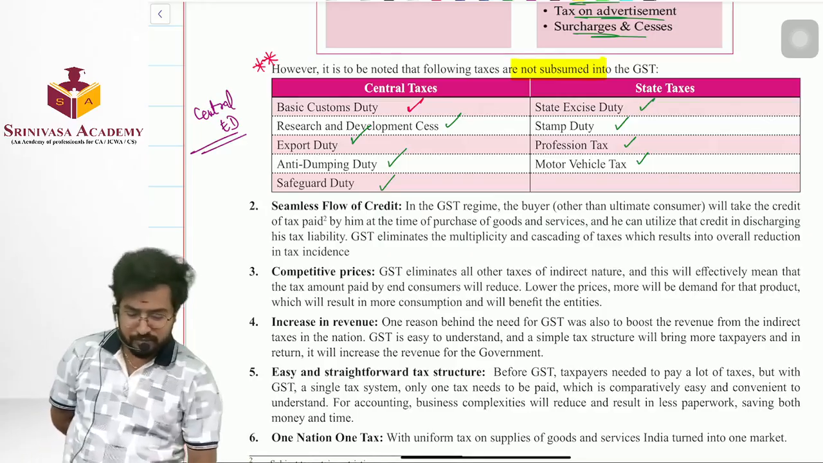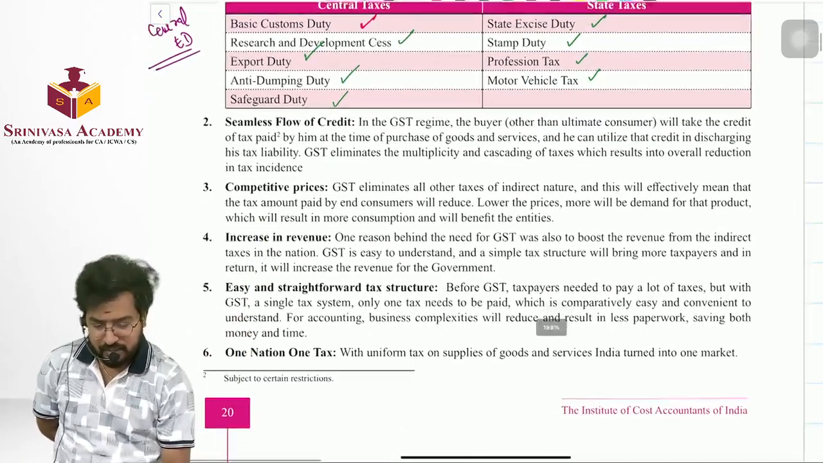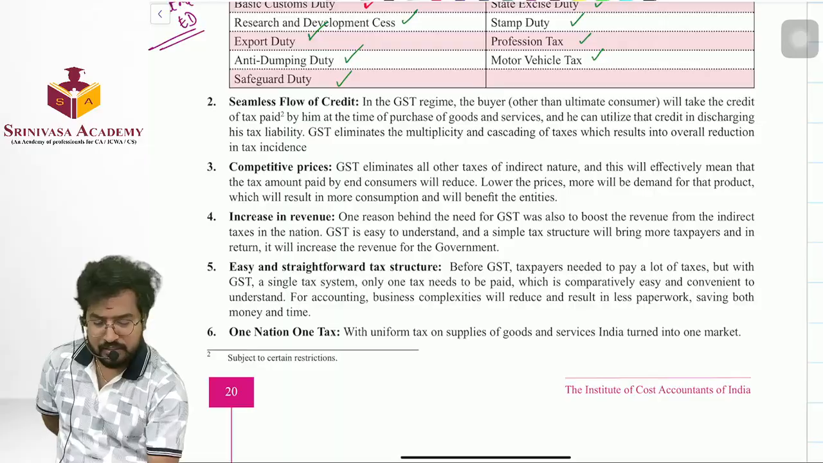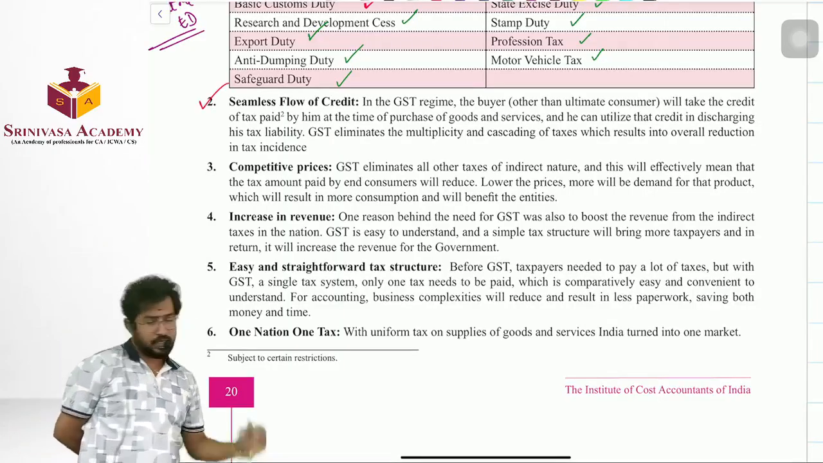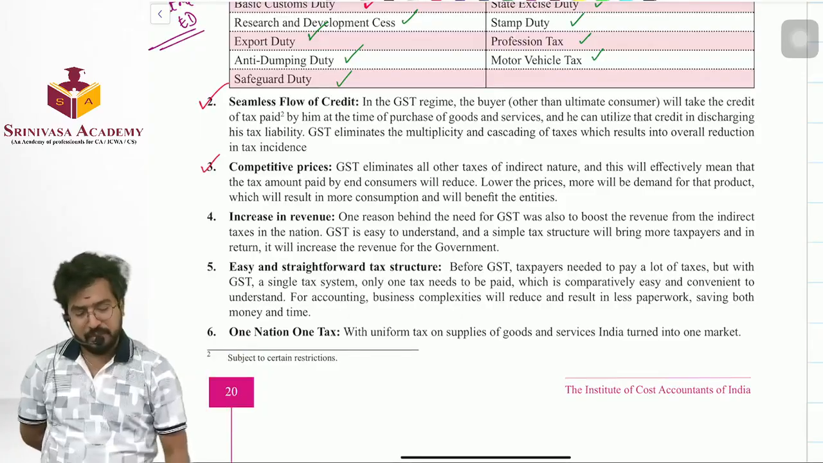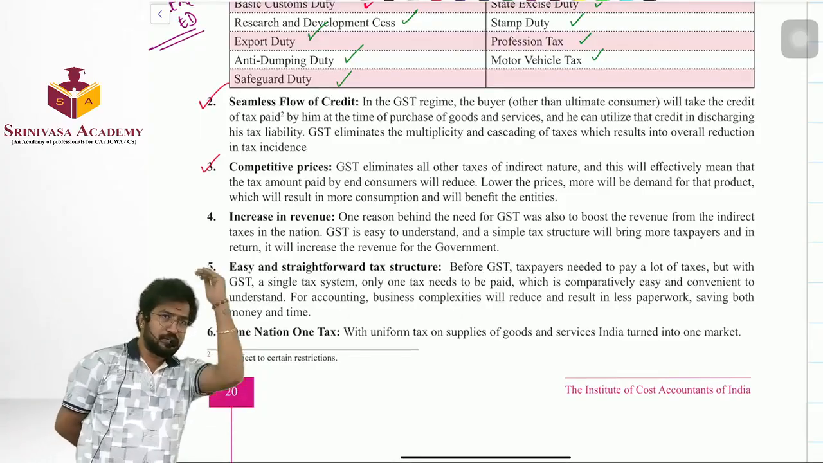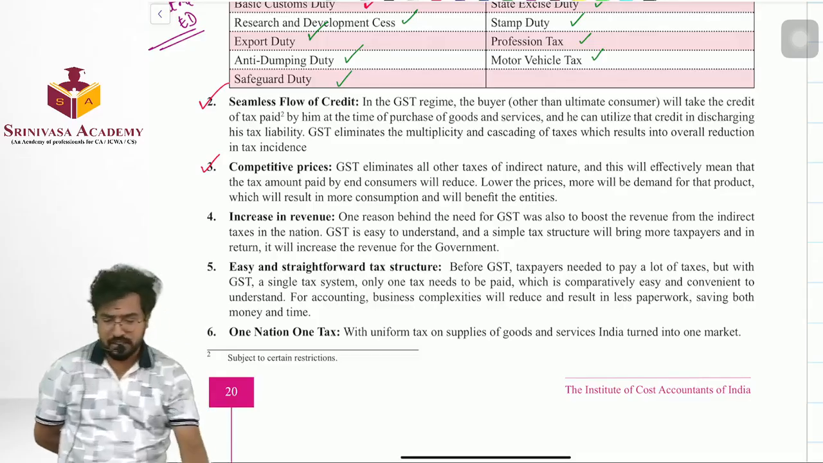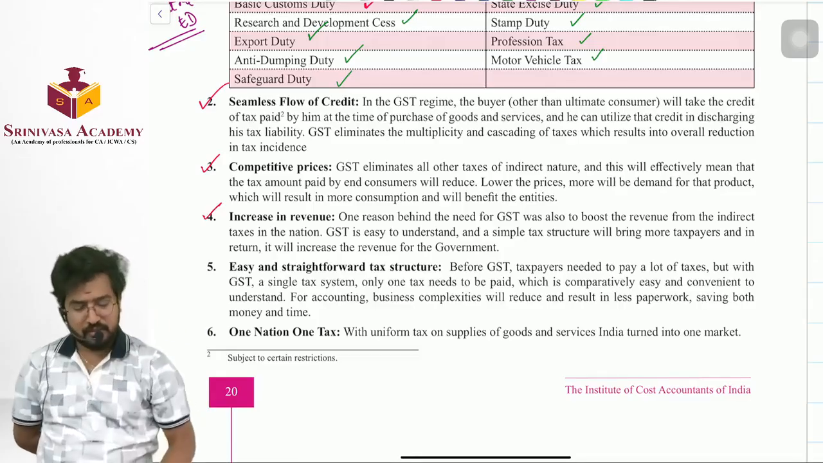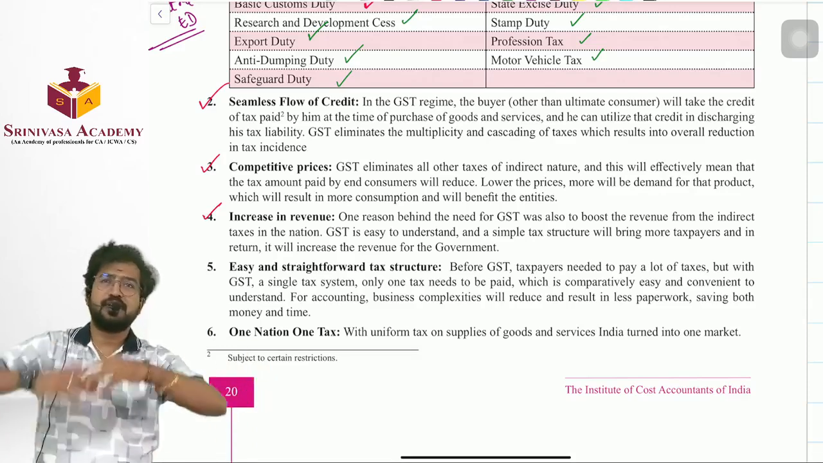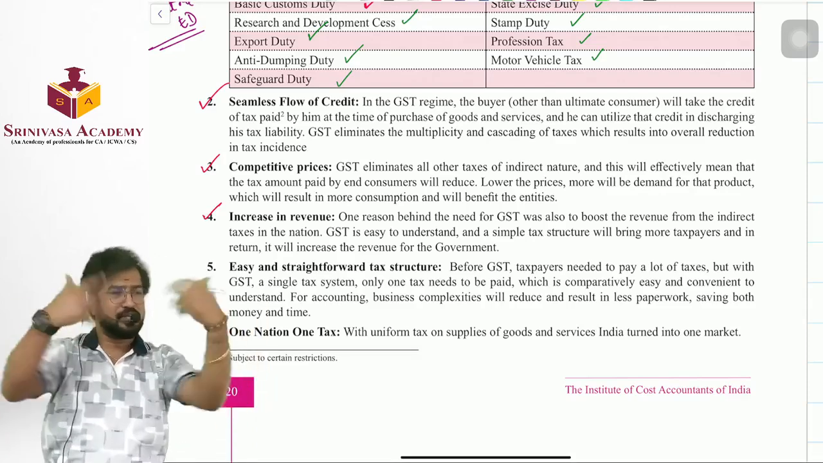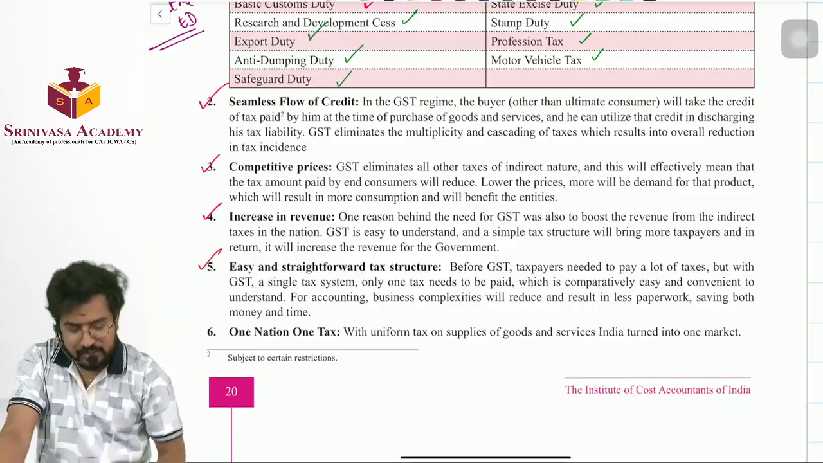Shall we continue? Next, what are the other advantages of GST? Seamless flow of credit. That means every taxpayer will take ITC. Next, competitive prices. Because of ITC, automatically prices will come down. Next, increase in revenue. Why? Because more and more taxpayers will come into this. We cover everything, so automatically revenue to the government increases.